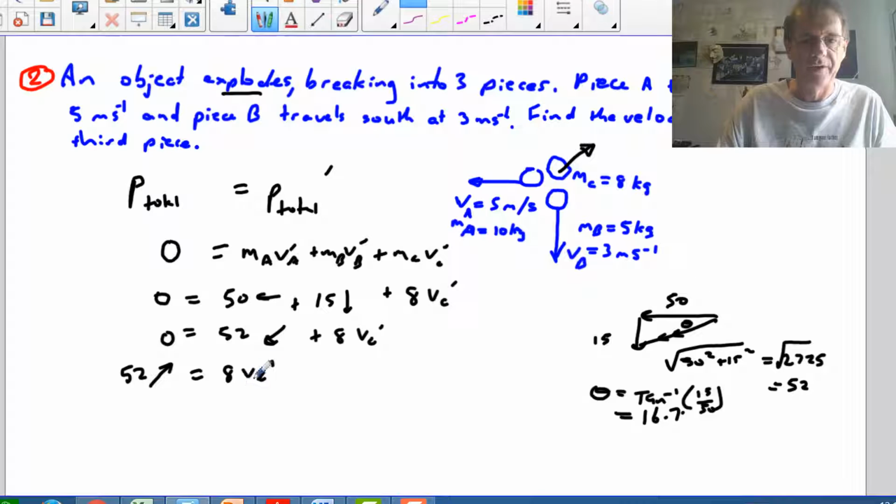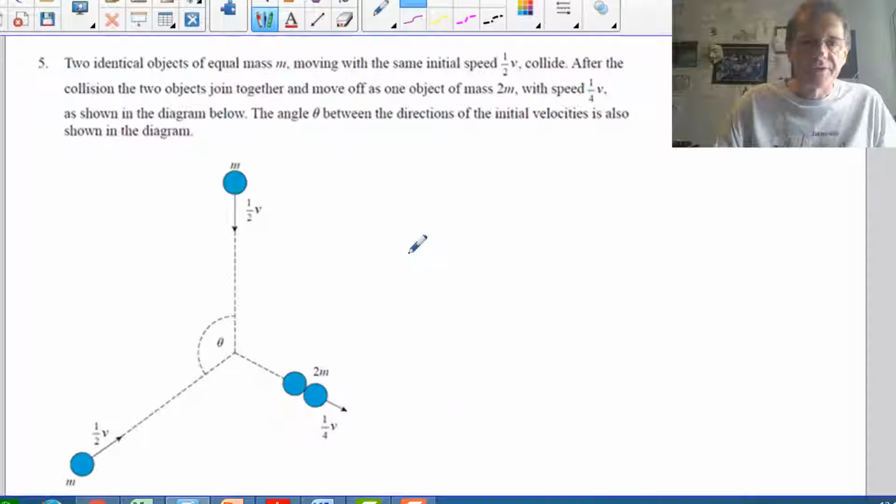All right, so VC dash should be just 52 over 8. So VC dash equals 52 over 8, which is 6.5 meters per second. And it's going to be going that way now, with that angle that we had before, 16.7 degrees.